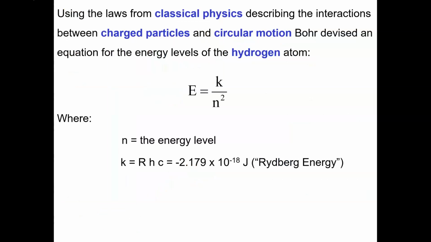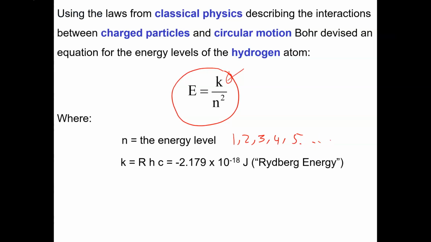So what Bohr did was he used the rules that are concerned with how charged particles interact with one another. That's called Coulomb's law, and then he used the laws that are associated with circular motion of particles, and he devised an equation that gives you the energy of one of these levels in the hydrogen atom. And here it is. It says that the energy of an electron in one of these energy levels in the hydrogen atom is simply equal to a constant, which is indicated with a little k here, divided by n squared, where n is the energy level, which is a whole positive number.